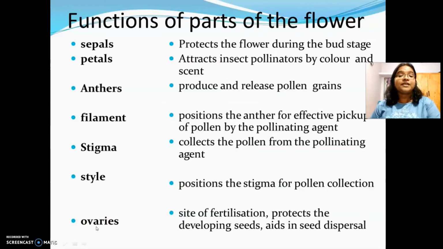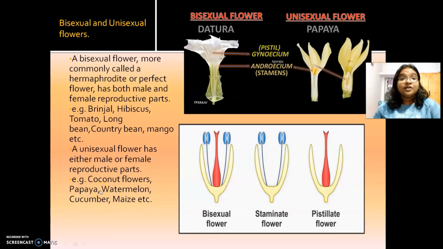And not only production and development of seeds, it also helps in the process of seed dispersal. So hope it's clear for you. Now we have to see 2-3 terms which are related to the process of sexual reproduction in plants. The first one is bisexual and unisexual flowers.